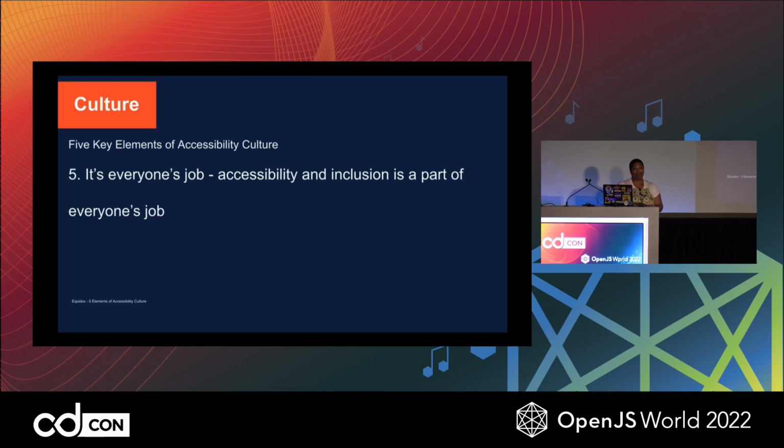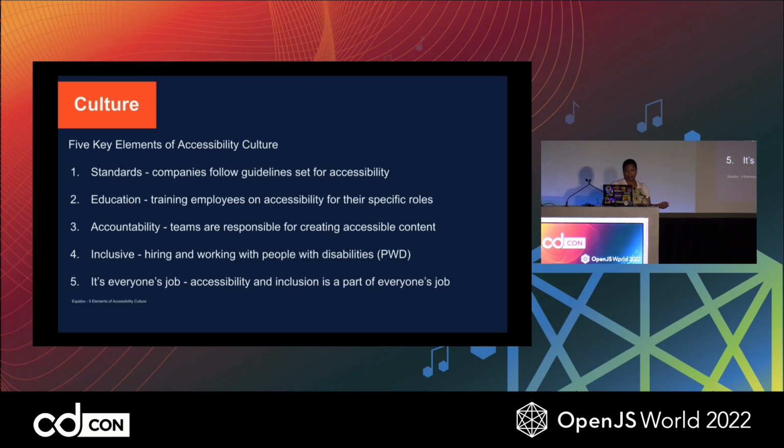I've worked in many companies, I've consulted in different companies, and a lot of times people say, well, that's Dev's problem, that's not ours. But that's not true. It's truly everyone's job. Accessibility and inclusion is a part of everyone's job. So again, the 5 key elements of accessibility culture are standards, education, accountability, inclusive, and it's everyone's job.